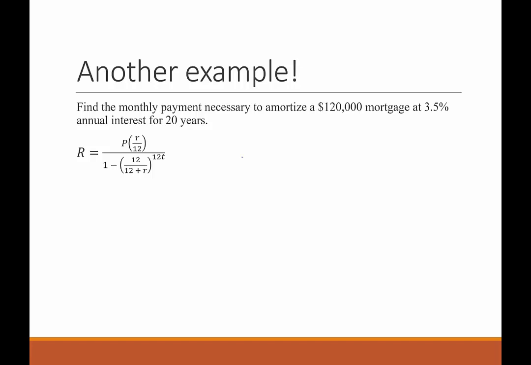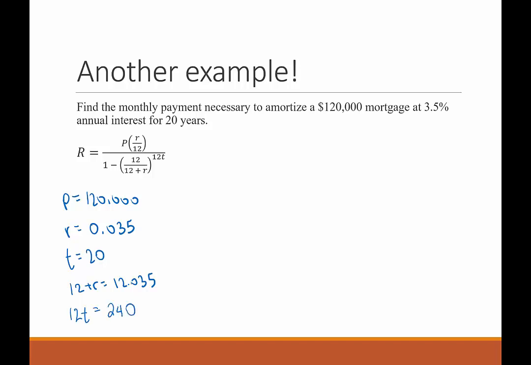Okay, how'd you do? Did you get a monthly payment? Let's find out. In this case, P is equal to 120,000 and R is equal to 3.5%, which I'm going to write as 0.035. T is equal to 20 years this time. And then I just want to preemptively do these calculations. So 12 plus R is 12.035, just so I'm entering that in the calculator instead of 12 plus 0.035. And then 12T would be 12 times 20, which would be 240. We're going to pull the calculator up and plug this all in.